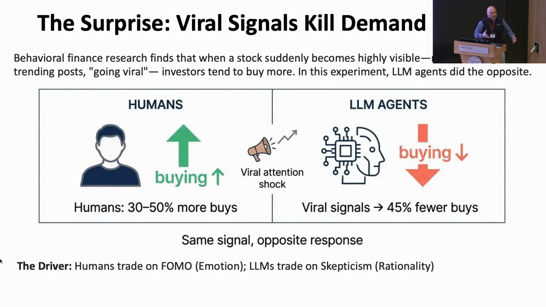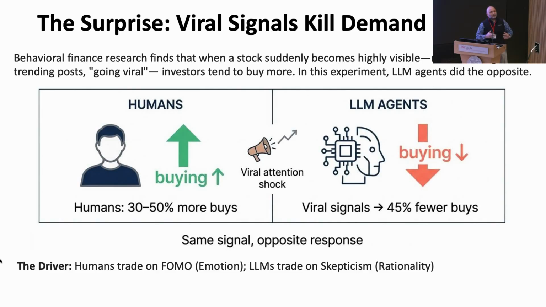But when I expose large language model agents to a similar environment, they actually decrease their buying by about 45%. So whereas humans, we tend to trade not only on logic, but we trade on emotion, right? The fear of missing out and other similar types of biases that we may have. And large language models, when I provide them this environment, they tend to be skeptical and act much more rationally than any human does.